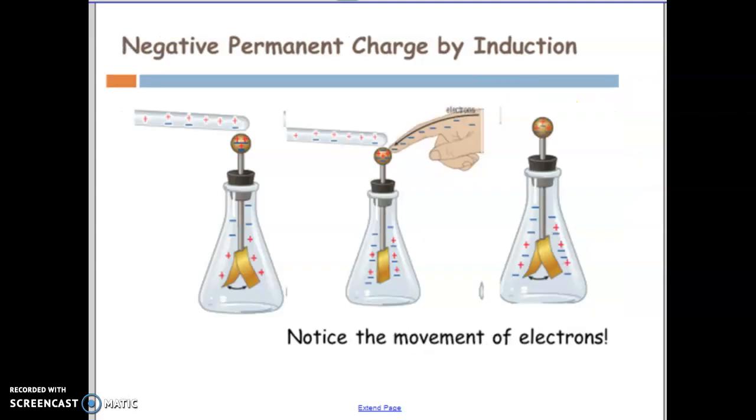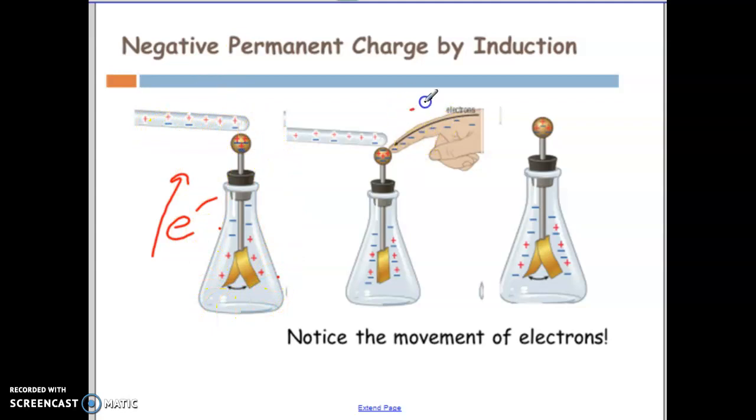So taking a look at when we want to create a negative charge. Notice here we have a positive rod and a neutral electroscope. In this case, the electrons are attracted to this positive rod. So notice there are no electrons hanging out at the bottom. They are moving up here towards this positive rod. Right now, if you were to take away this rod, this would go back to being neutral.